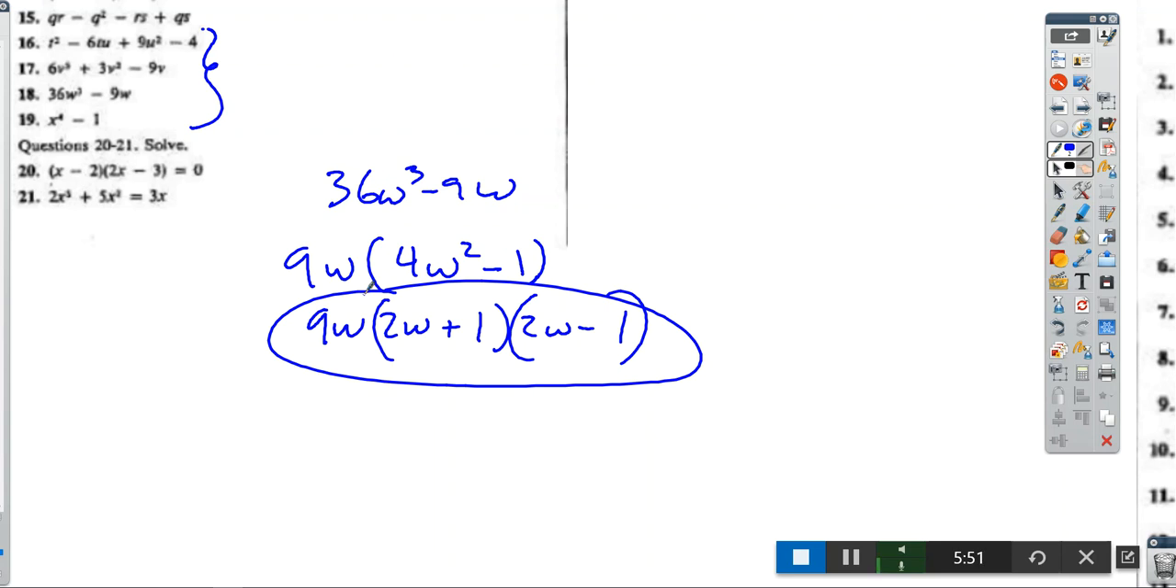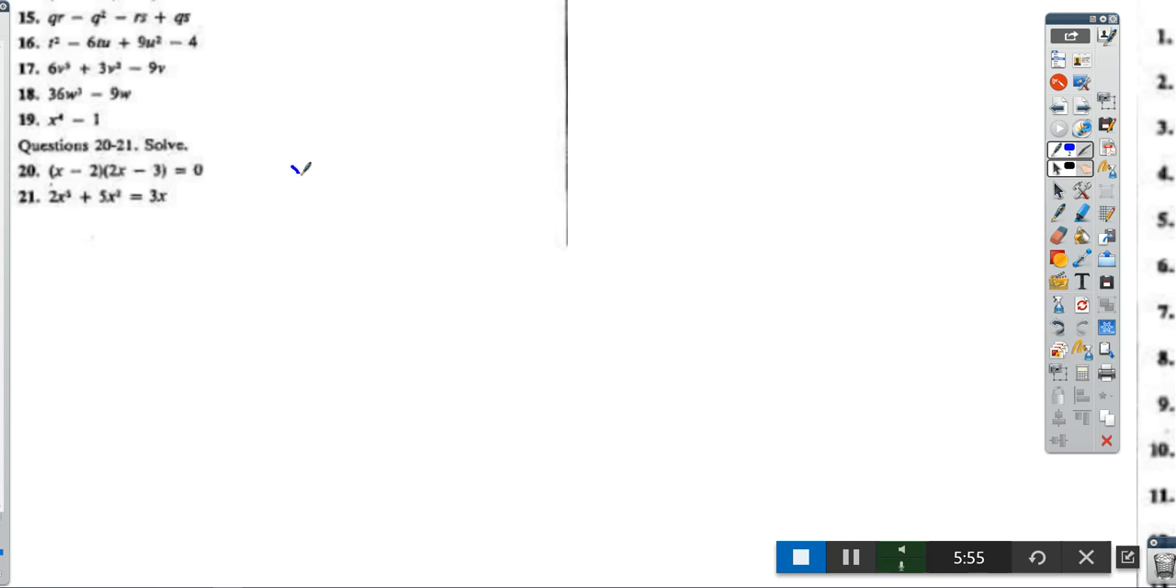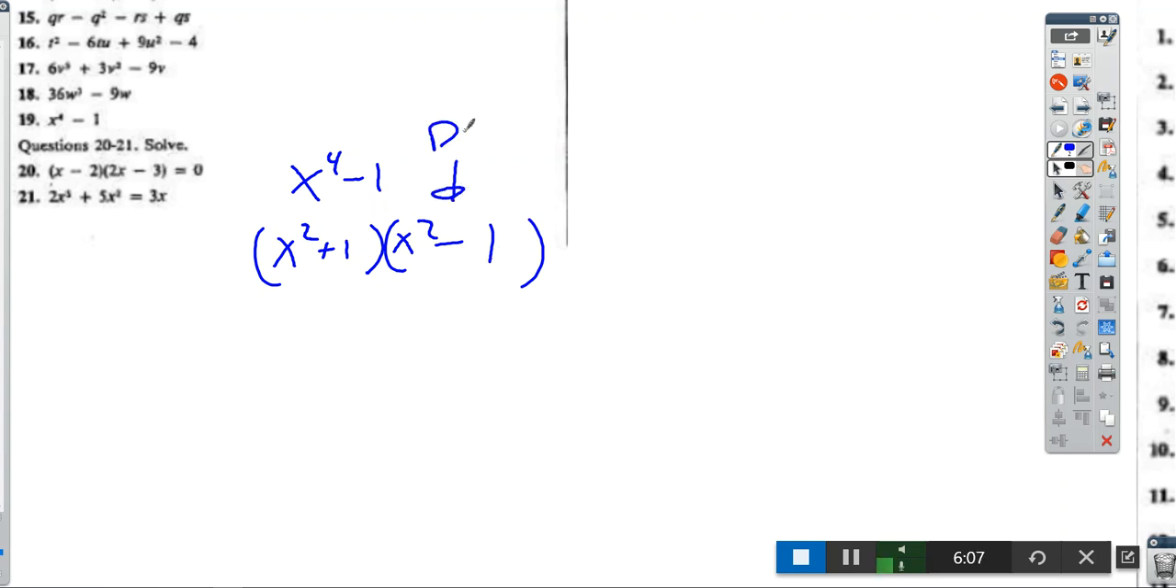All right. Finally, my last one before I'm solving, I got x to the fourth minus 1. Well, x to the fourth is a perfect square. So I have x squared plus 1, x squared minus 1. But this is another difference of squares. So this one can be factored again. So we have x plus 1 times x minus 1.